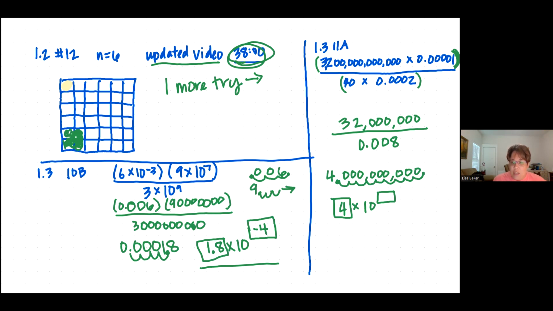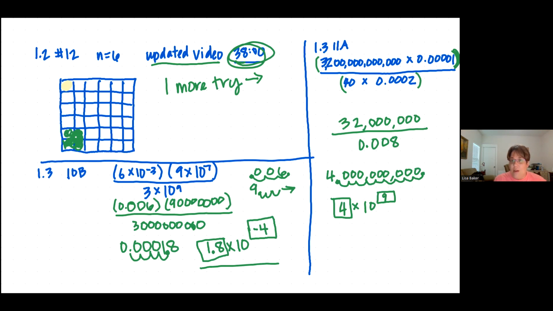So should I expect this to be a positive exponent or a negative exponent? Since it's a huge number, this should be a positive exponent. So how many times did I move my decimal point? I moved it 9 times. So that's what goes there. So the answer is 4 times 10 to the 9.